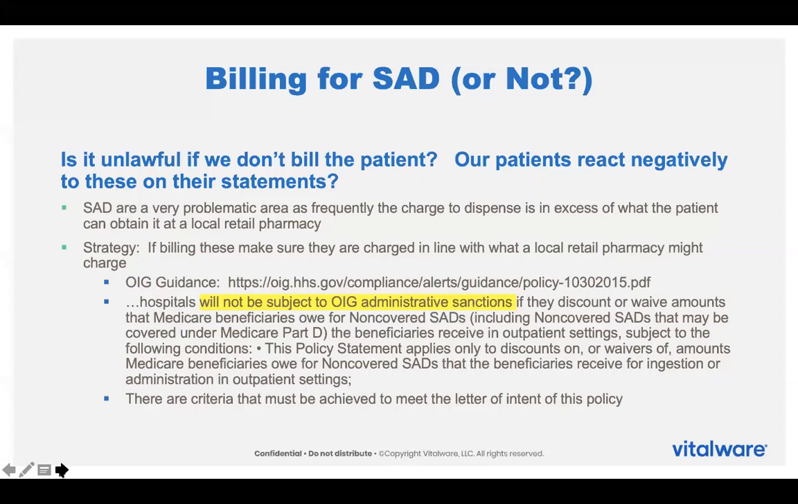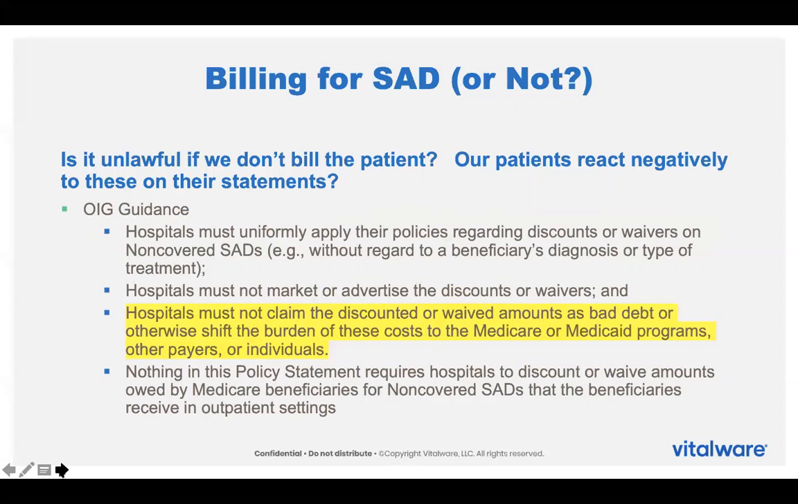But there are criteria. Those criteria are that hospitals must uniformly apply their policies regarding discounts or waivers on non-covered drugs, regardless of the beneficiary's diagnosis or type of treatment. Hospitals must not market or advertise that they're going to do this. Hospitals must not claim the discounted or waived amount as bad debt or shift the burden of these costs to other payers. So basically, if you're not going to bill for self-administered drugs to this payer, the understanding of the OIG is you will not do it for any payer, to ensure there's no cost shifting.